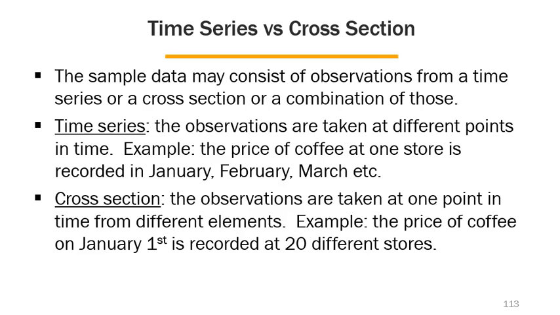Whereas with a cross-section, the observations are taken at one point in time from different elements. In this case, if we're thinking about coffee prices and stores, then we might look at the price of coffee on January 1st, but different elements would be maybe different stores, and that would be an example of a cross-section.